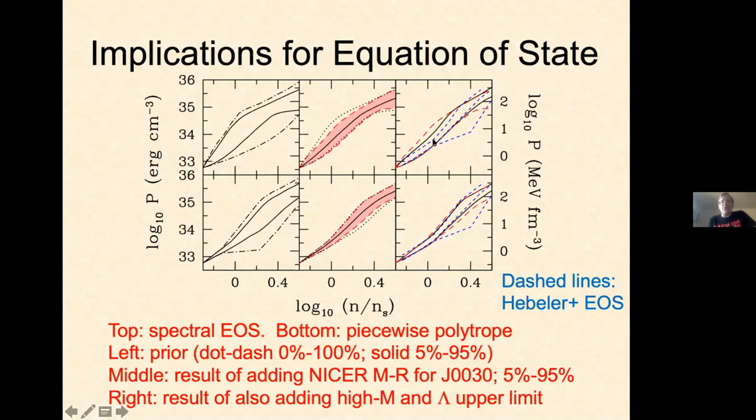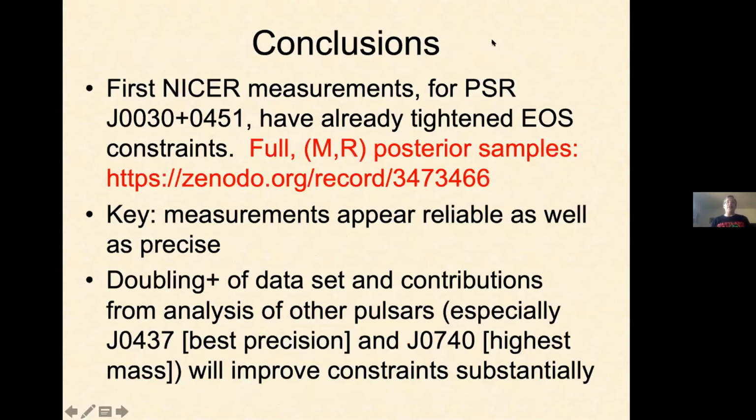If we compare this against the Hebeler et al. equations of state from a few years ago, including Jim Lattimer, they have a soft, a medium, and a hard equation of state, and we can see the soft is definitely not favored. So this tells us that we really have made significant progress in our understanding of the cores of neutron stars based on observations critically including NICER. In conclusion then, our first measurements have already tightened equation of state constraints.